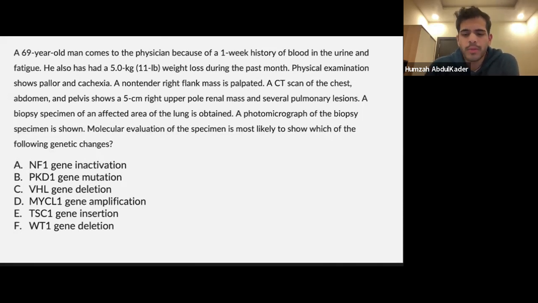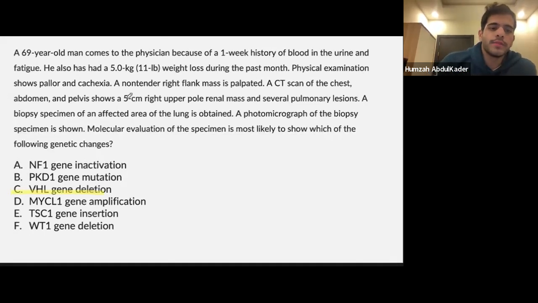I removed the picture because I think, in my opinion, it would have confused you. A molecular evaluation of the specimen is most likely to show which of the following genetic changes. So you guys are saying the answer is C. Now, okay, yes, it is renal cell carcinoma. Now, what gives away that this is renal cell carcinoma?